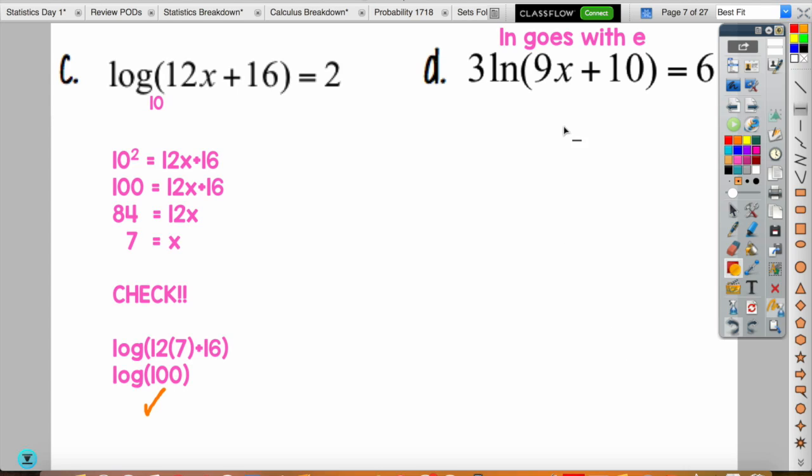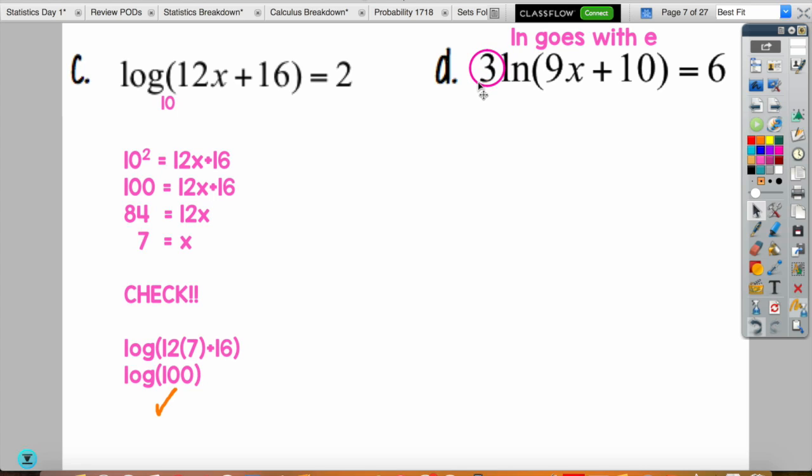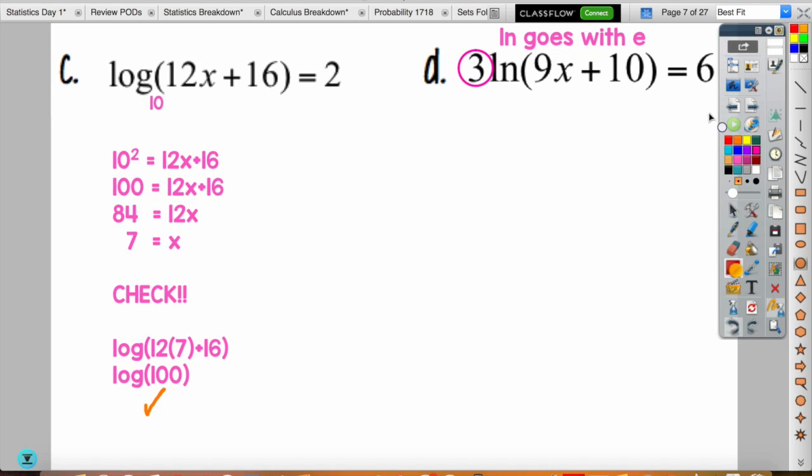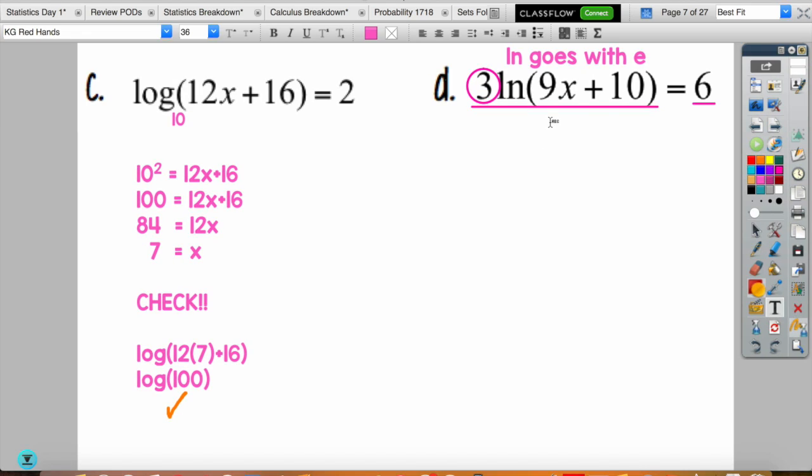So how do I get rid of that 3 times ln? I have to divide it on both sides. What's 6 divided by 3? 2. So right now I have the ln of 9x plus 10 equals 2. No need to apply any properties here because it's just one log. Step 2. Rewrite in exponential form.